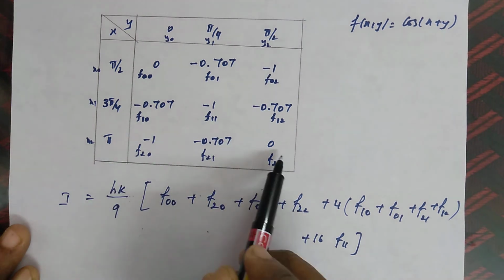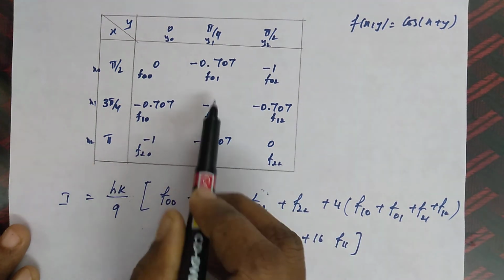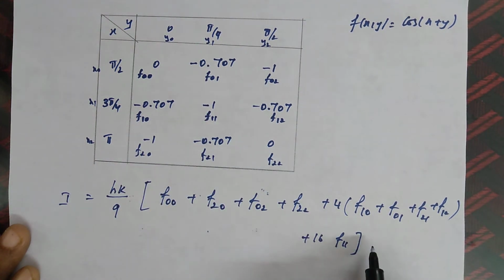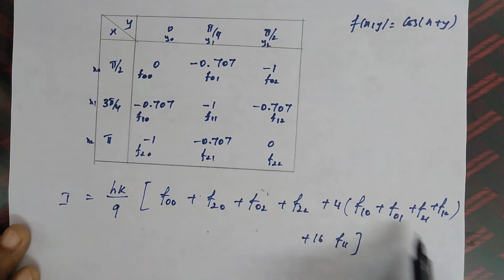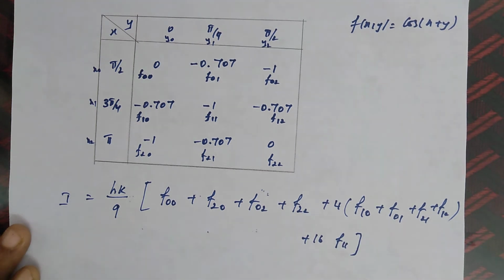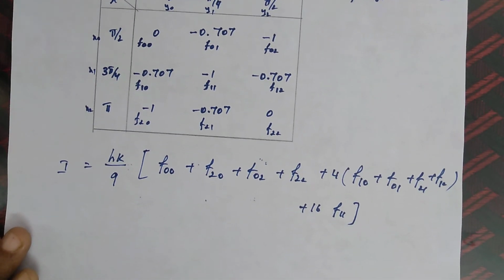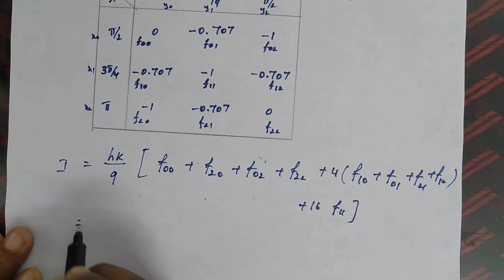Sum of the corner values, rectangle box values, remaining values. Same thing only. Instead of that wordings, here we have mentioned like this. For the trapezoidal rule also, this kind of notation is available in the textbook. You can see that also. Okay. So now we can substitute the values of h, k and remaining values.